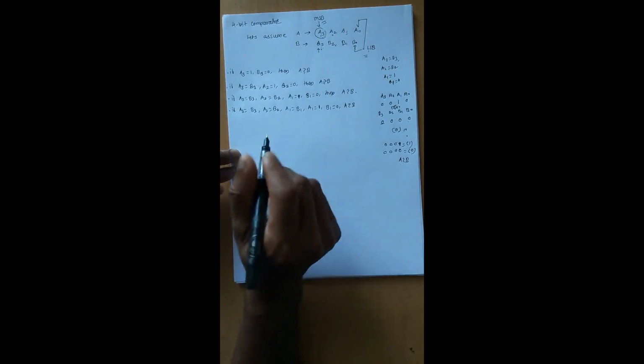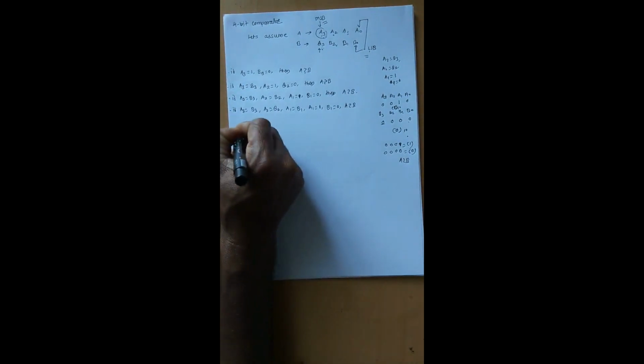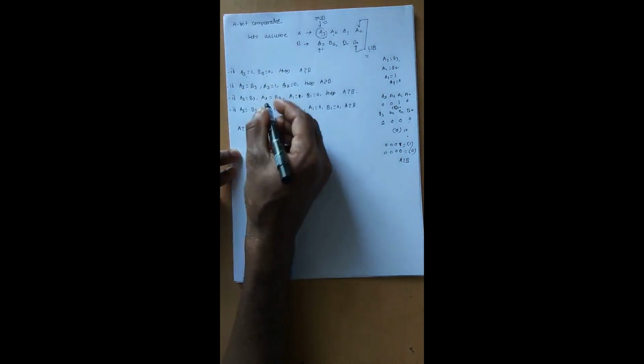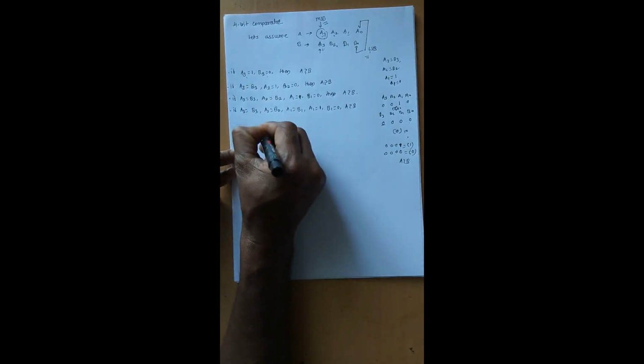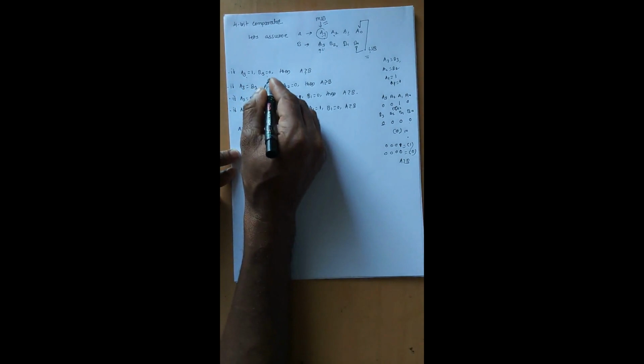Okay, so according to this explanation, I want to represent mathematically A is greater than B. For this condition, what is the condition? A3 is greater than B3. So what is the value of A3? 1. So consider A3 as it is. What is the value of B3? It is 0.